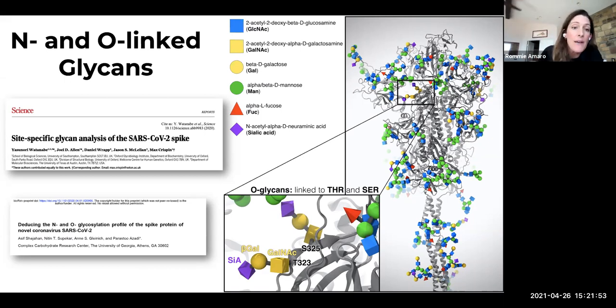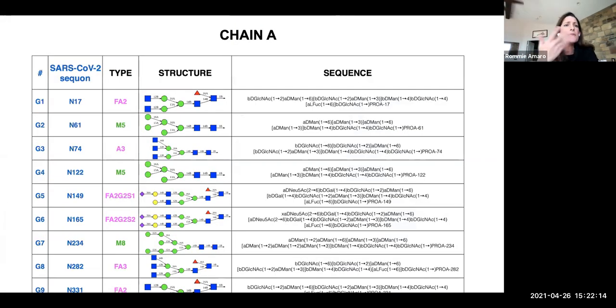And so with this data, and also there were other groups who came forth with supporting data, for example, Parastoo Azadi at the University of Georgia, where she also found some O-linked glycans. With this data, we were able to rebuild those bits that were missing in the structure but that we know are there biologically. So just to give you a better idea of what this looks like, on each of those trimers that I was telling you about, there are 22 N-linked glycans and 2 O-linked glycans.